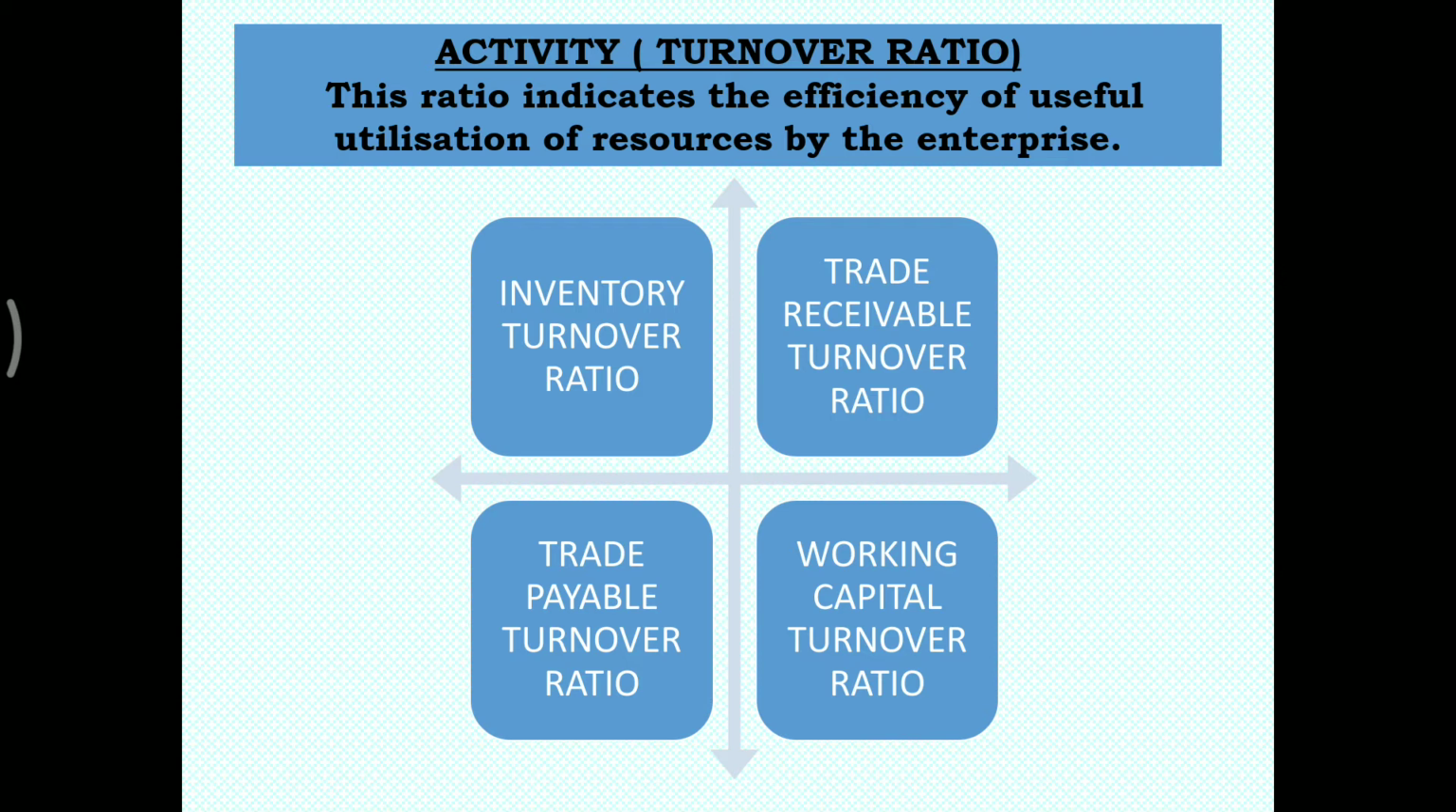There are four types of ratio according to the syllabus. The first one is inventory turnover ratio. Second is trade receivable turnover ratio. Thereafter, trade payable turnover ratio, and the last one is working capital turnover ratio.